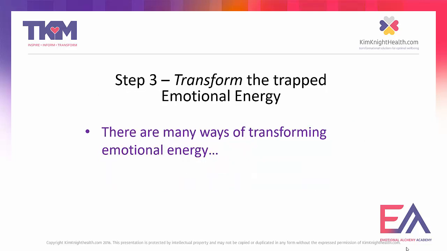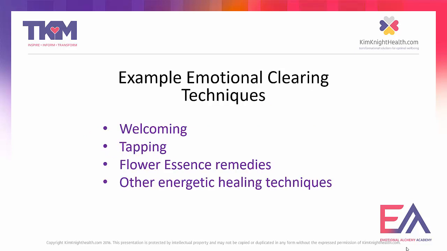And after we've done that, the third step is then to somehow transform the trapped emotional energy so that it can be cleared from the electrical system, the nervous system, from the cells. And there are many, many ways of transforming emotional energy. I'm just going to give a few examples here. Just by welcoming the energy and recognizing it and acknowledging it will already start to transform that energy.